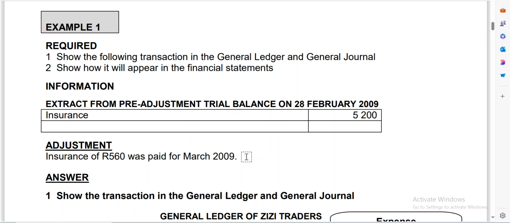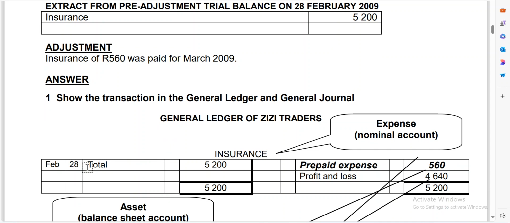So what must we do to show the effects of this transaction? They will show us here. They've given us the ledger account. This is the total money that we've paid for insurance. But here we are interested in what is going to be taken to the profit and loss statement. Remember, we must reduce this so that we only take the insurance expense for the current financial year. So here they credited insurance by prepaid expense so that the difference can be taken to the profit and loss account.